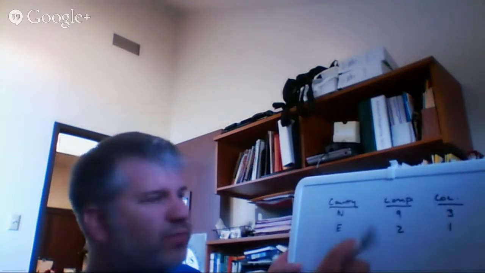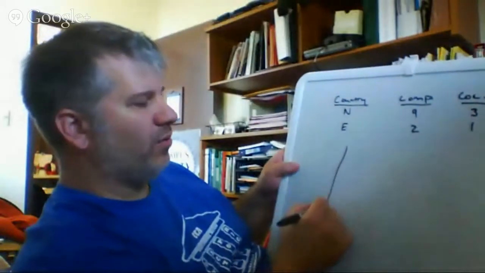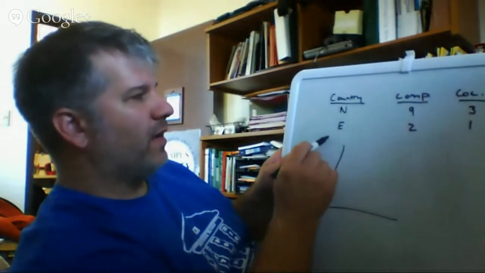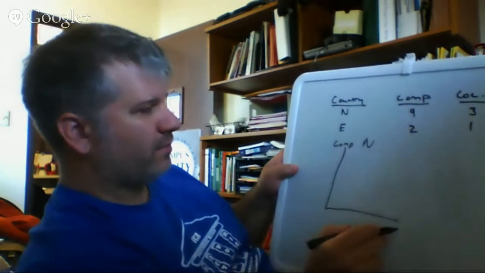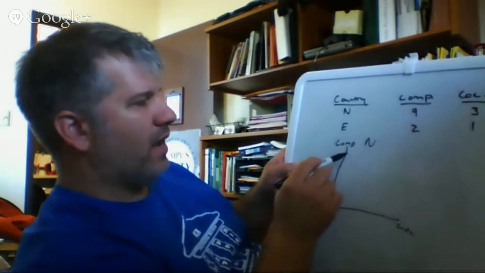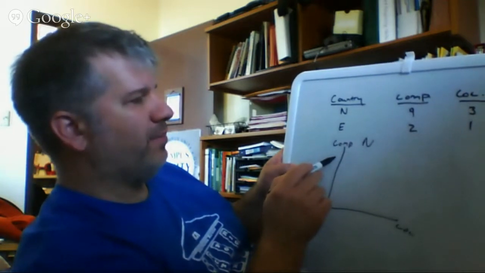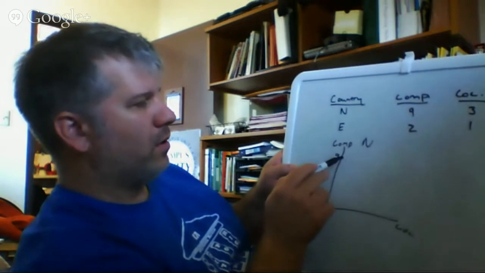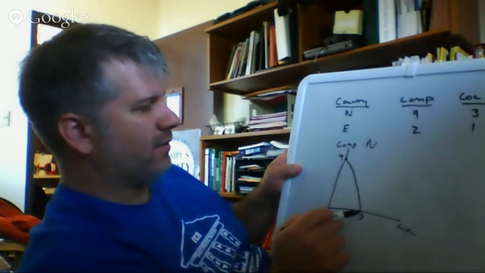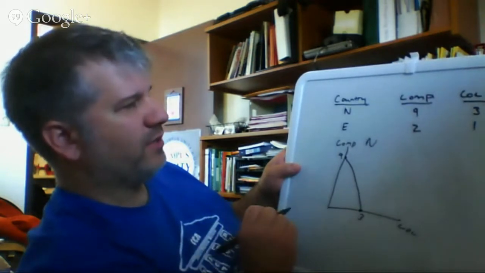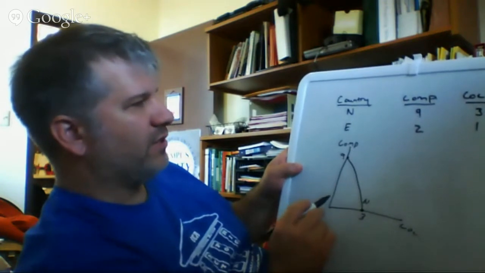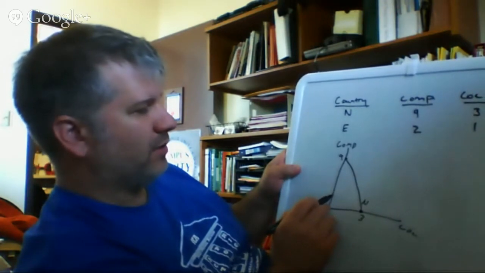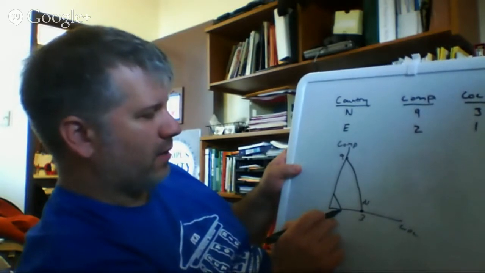The way to view this really is like the PPF that we've done in the past. So let me angle this a little bit lower. We've got country N, and they can produce computers or coconuts. For country N, we say they can do 9 computers or 3 coconuts. I'm doing a great job drawing straight lines. Let's label this curve N. For country E, they can do either 2 computers or 1 coconut.